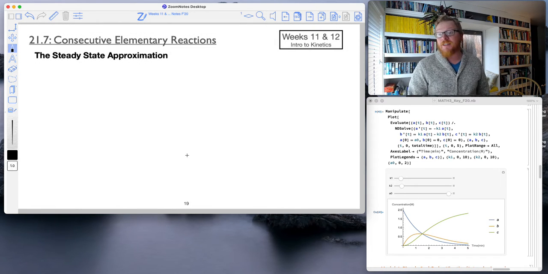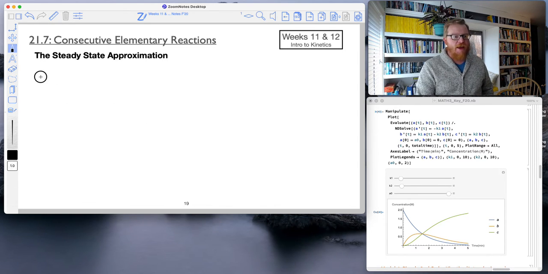However, when the steady state approximation does apply, we do have a rate determining step. Okay, and that goes as the following. A goes to I with rate Ki, and I goes to product at rate Kp.